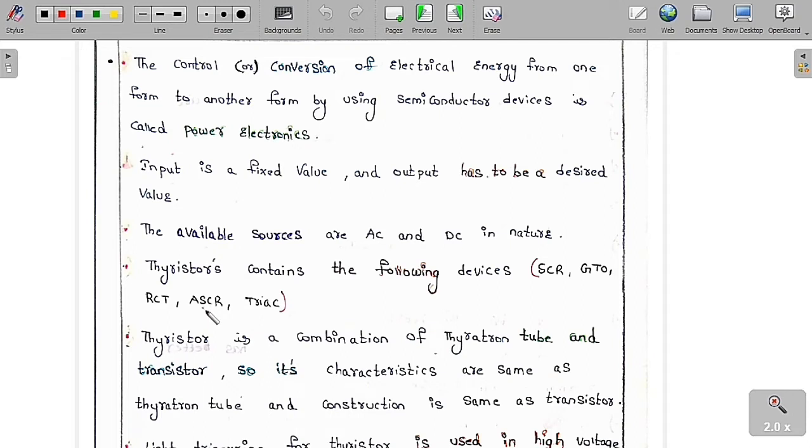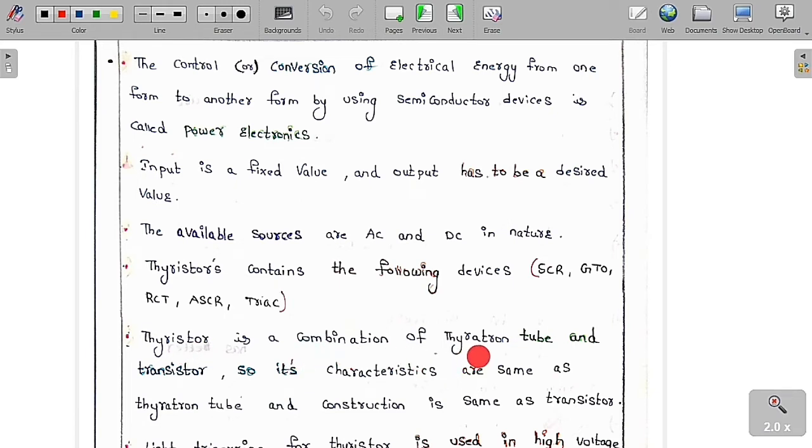Also the reverse conducting thyristor, asymmetrical SCR, and TRIAC. All these devices belong to one family under the thyristors. Thyristor is a family name, and all these devices belong to it.